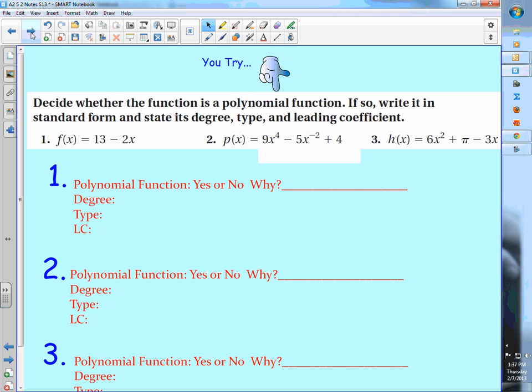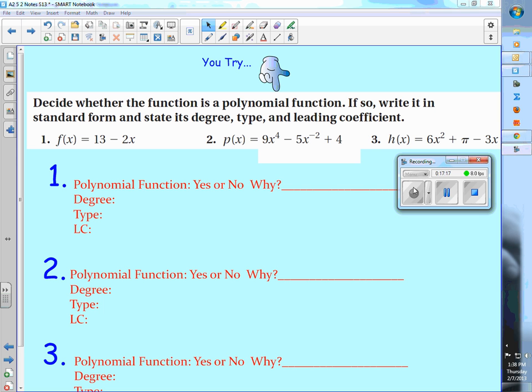See if you can do these 3. You don't have to write them down unless you want to. All I want to know is, can you identify, is it a polynomial function or not? And then degree and leading coefficient. Just take 2 minutes.